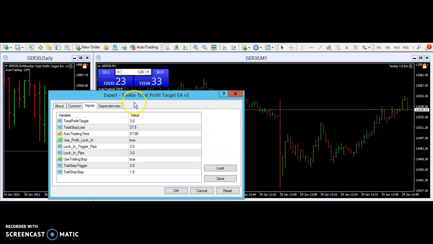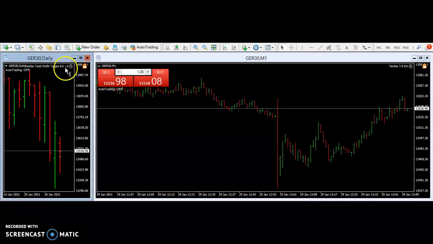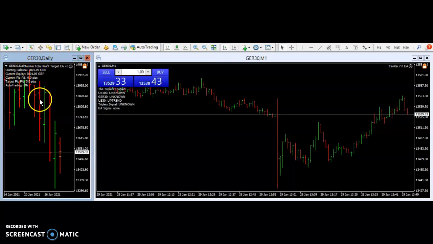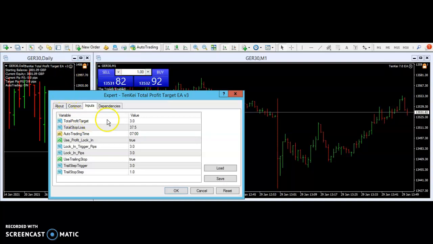But the TPT, the TenKei TPT, will shut your trades down. So we were in the trade previously and it shut the trades down. It shut everything down. So where we have auto trading on, auto trading must be switched on in order to activate the TPT. So when you place a trade, depending on the amount of the total profit target you put in there, once this target is hit, everything shuts down. Auto trading shuts down. So therefore it says that's it. You're not going to trade and you cannot trade anymore, not unless you physically press auto trading back on.